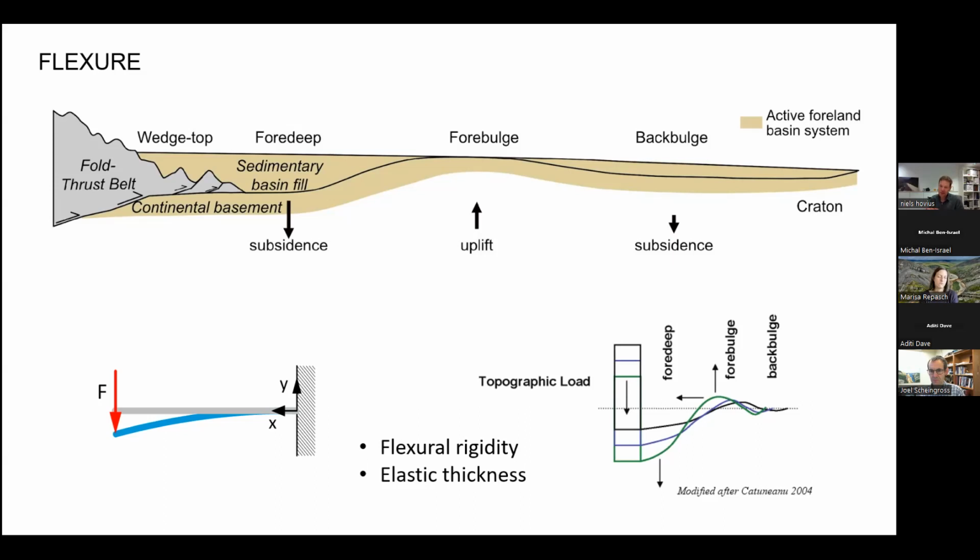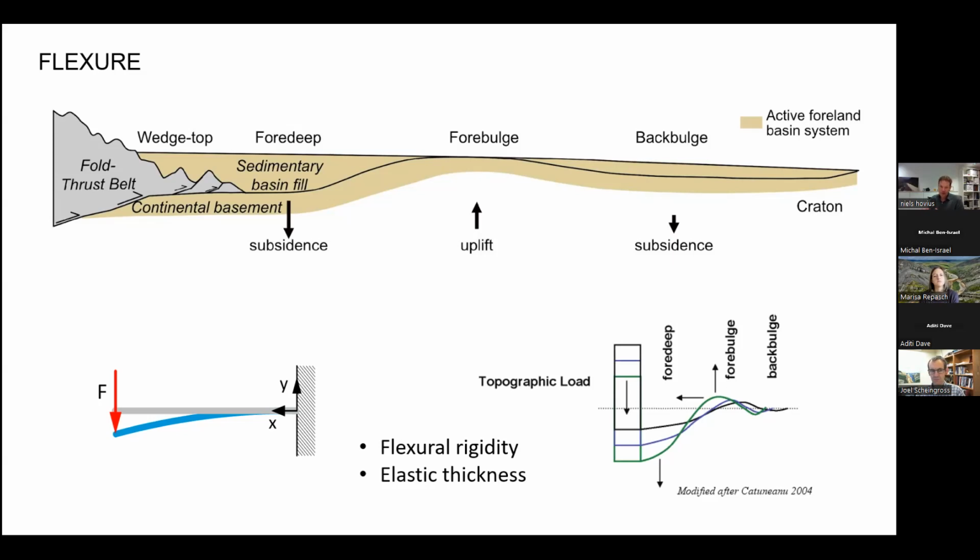A forebulge typically has a vertical relief that is just a small percentage of the total vertical relief of the foredeep, maybe 4 to 7% of that or so. And so you would expect a positive relief of maybe a few tens to a few hundreds of meters maximum. And the backbulge is really just a small fraction of that. And so it's very subtle indeed.